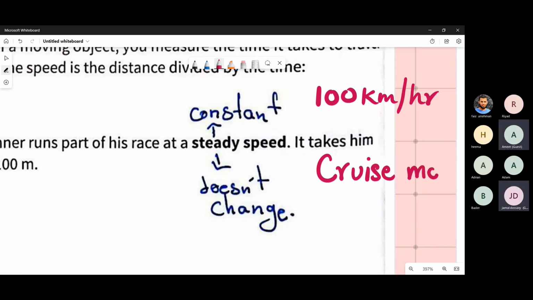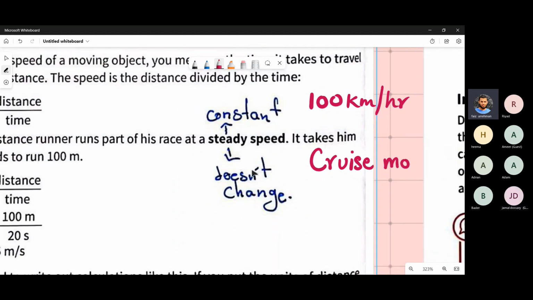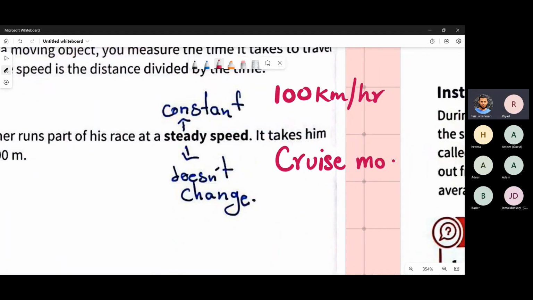Jamal, I'm saying cruise mode, not cheese mode. I'm not saying cheese mode, cruise mode.